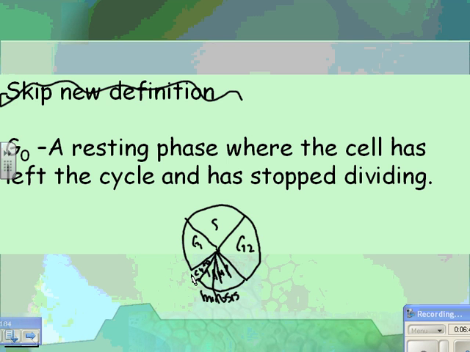So if you do cytokinesis and it's a nerve cell, let's say, and it's not going to end up dividing again, so it's not going to do all this, it'll just go right into the G0 phase. And it's going to rest for the rest of its life in this phase for the most part.